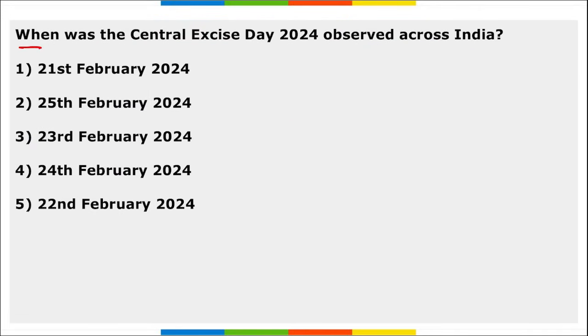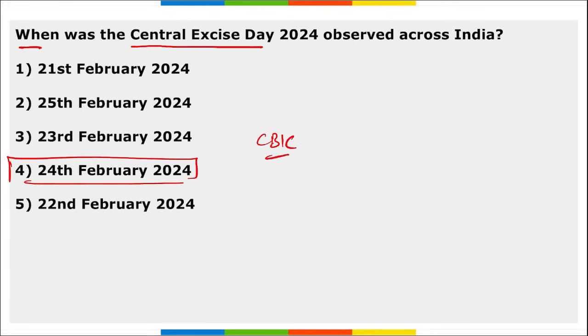Next is, when was Central Excise Day observed across India? Central Excise Day is observed on 24th of Feb across India, and it is to highlight the contribution of CBIC, that is Central Board of Indirect Taxes and Customs, which is responsible for administrating the indirect taxes in India, and GST is an indirect tax, remember that also, right?